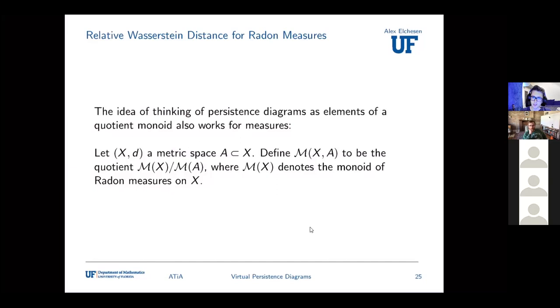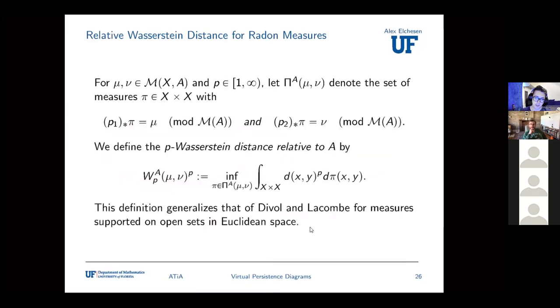So then another thing that we consider in our paper that we want to explore more is that this idea can also be applied to measures. So the measure-theoretic setting. If you start with a metric space and a subset, why not just define the quotient of all Radon measures on X modulo Radon measures on A? So we did that, and you can define a distance analogously. So what we call a relative Wasserstein distance.